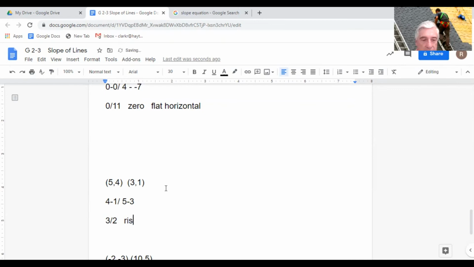Let's go back up to the rise over run concept. And we're going to go 3 spaces up and 2 spaces to the right. 3 more spaces up, 2 spaces to the right. He would have that pattern all the way up.